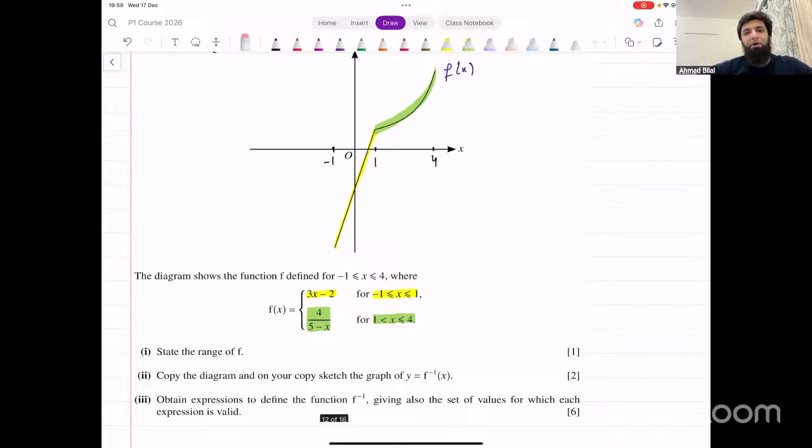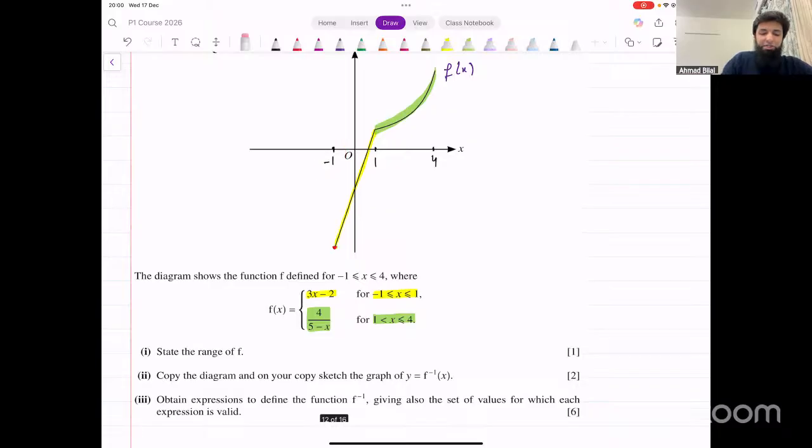Now, they want us to find the range of the function first of all. How do you find the range of this function? Range, remember what that represents. On the y-axis, what's the lowest point of the graph and what's the highest point of the graph? That's all that we're looking at, right? What's the lowest point? Lowest point is this point here. This is when x is equal to -1.